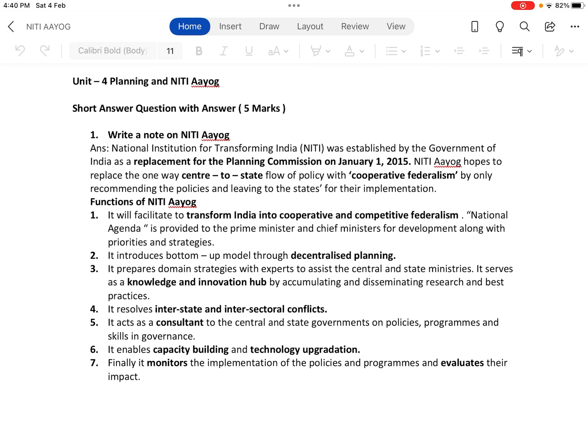So apart from just recommending, it also checks. Even though it is not forcing like the Planning Commission, it is still the responsibility of the NITI Aayog to monitor whatever policies are being implemented by different states. Okay. So this is a very important 5 marks question that is asked in the board exam. Hope you have understood. Okay.